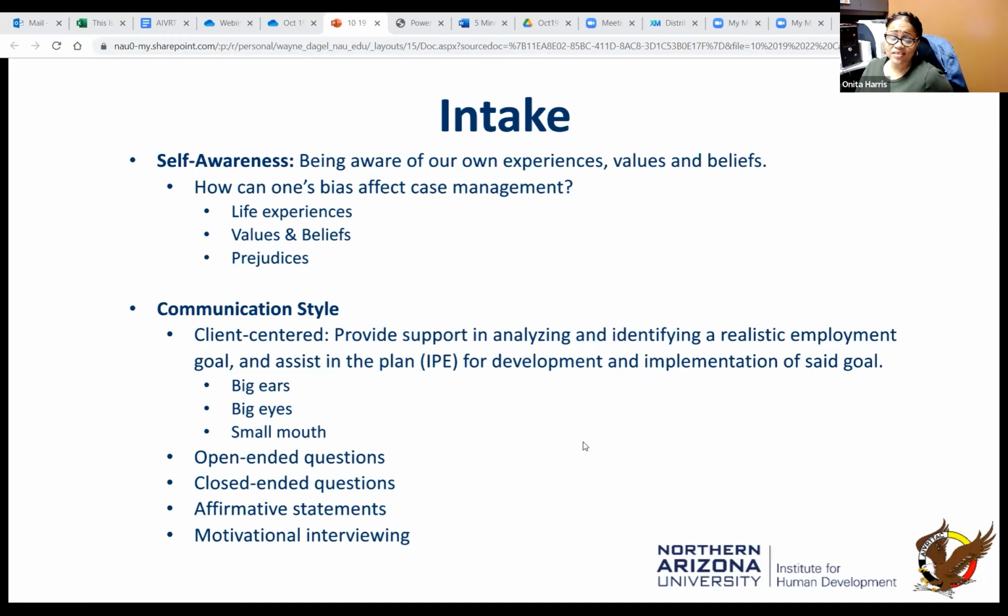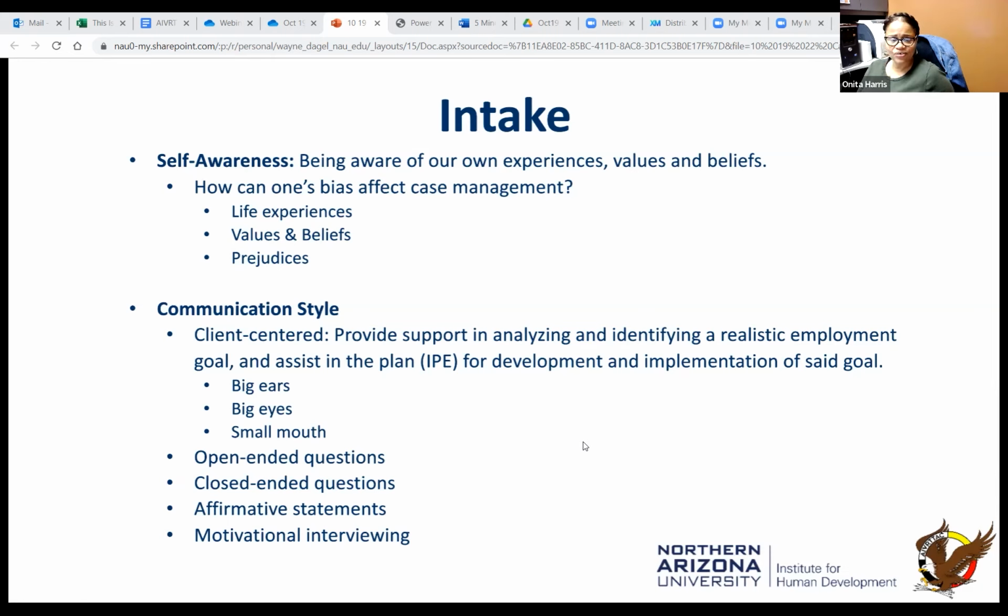So sometimes we have to take a look back at ourselves and see what it is about ourselves that could hinder us from being the best case managers we can be. In communication style, when we talk about that, we're talking about being client-centered.